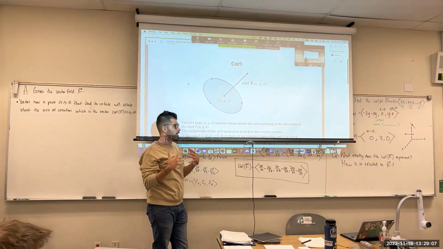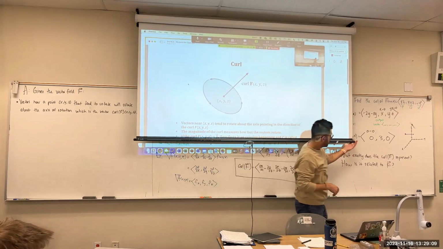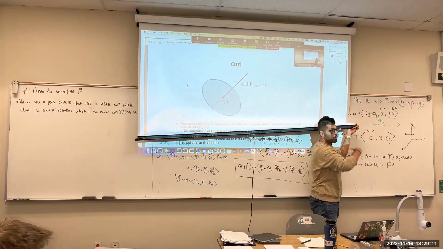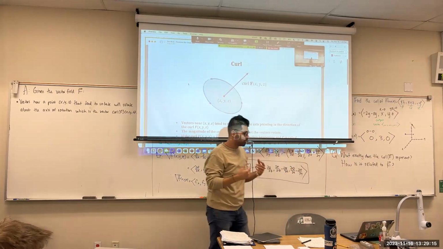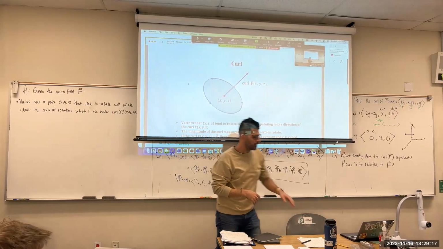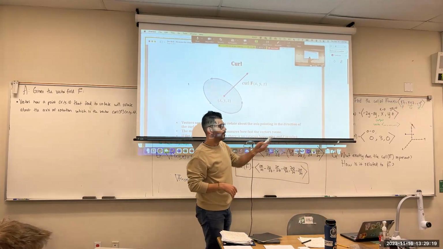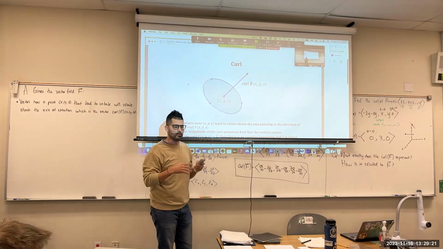It's helping you understand the flow at this point and how things are rotating, how the flow is rotating about that. That's what's happening. It's a little hard to visualize in 2D, and I definitely don't want to do it on a graph in 3D because there are just so many vectors. It's hard to see.